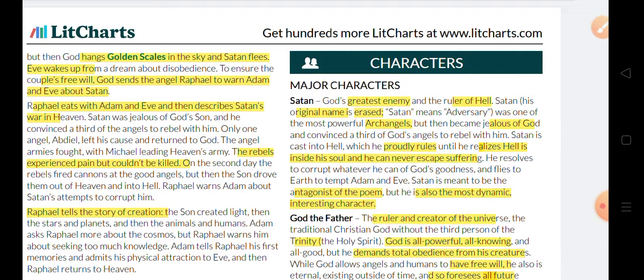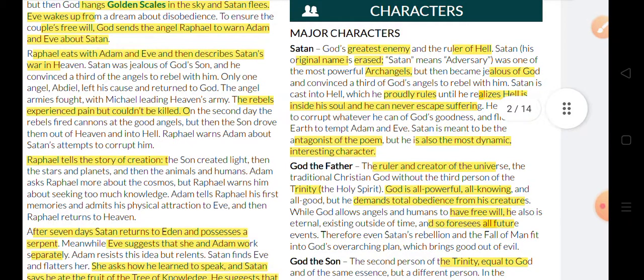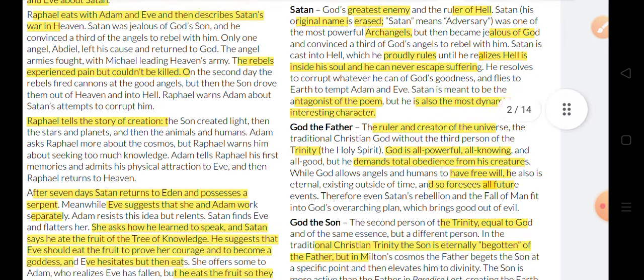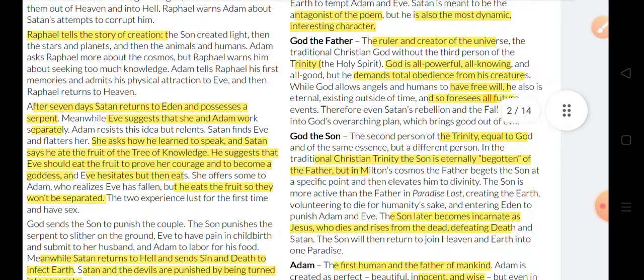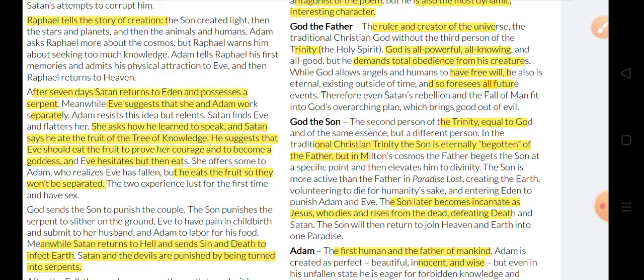And he became jealous of God, and then he was too proud of himself, and then he refused to obey God's command, so he built an army and fought against God, and got defeated and sent to hell. He realized that hell is inside his soul and he can never escape suffering. He is the antagonist of this poem, a dynamic and interesting character, and we'll see his character analysis in a separate video.